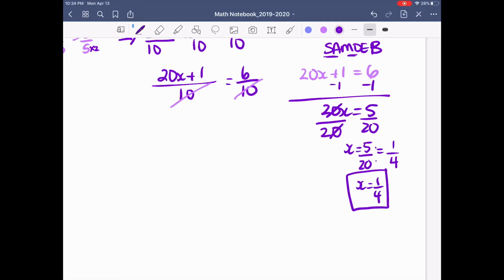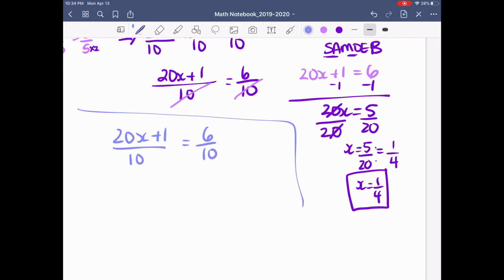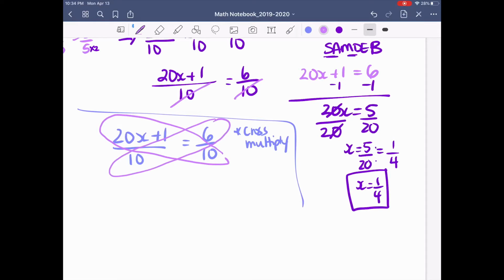Now let's see if it works the other way. So the other way I said was that you can do cross multiply and divide. So you can only do cross multiply if you have a fraction equaling a fraction. So this is the cross multiply method. Now, cross multiply means that you multiply the numerator of one with the denominator of the other, and then the denominator of one with the numerator of the other, and you make them equal to each other.